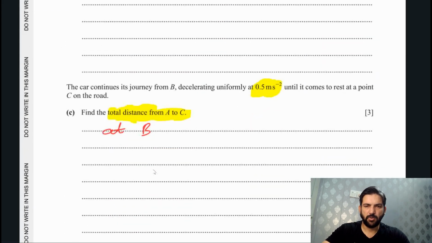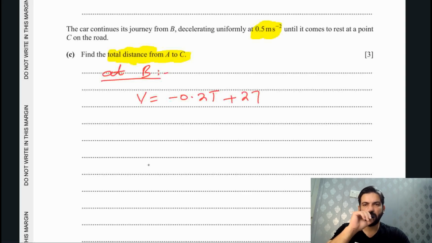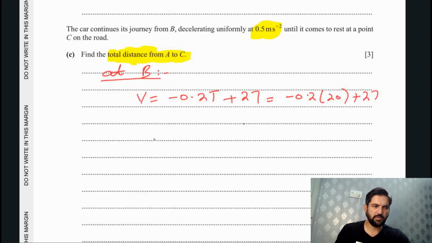Now, the velocity at B is, we know that the equation was v equals minus 0.2 t plus 27. Now the value of t was 20, so this will be minus 0.2 multiplied by 20 plus 27. So this will be equal to 23. So at B, the velocity is 23.